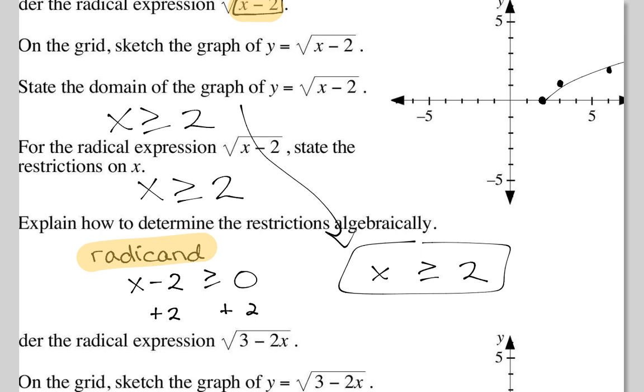And I'll write it on the whiteboard for you. So this is something that you're going to get tested on. Restrictions. Square root x. X has to be greater or equal 0. In other words, radicand greater or equal 0. And then solve.